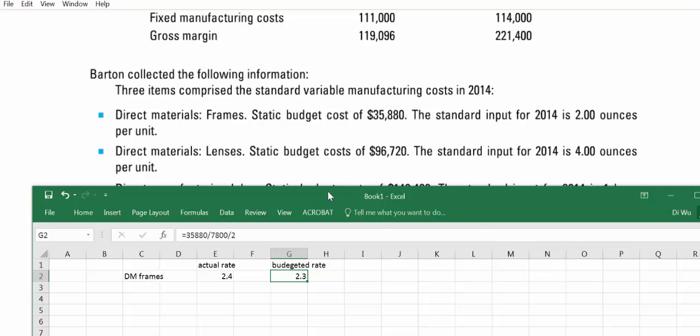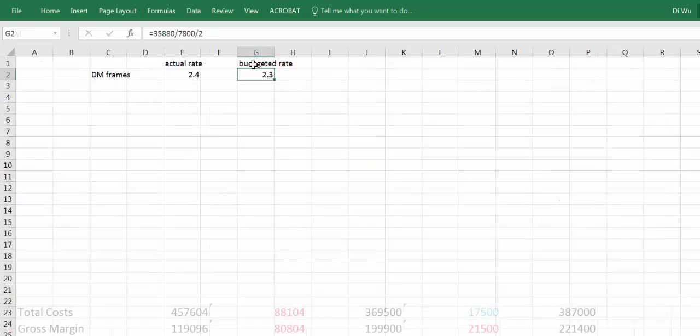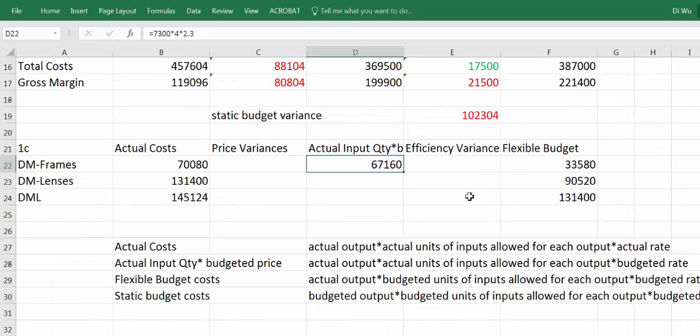Okay, so let's get back to the question. For the DM frames, I'm going to use actual output 7,300, then multiplied by the actual units of inputs allowed for each output, which is 4. Okay, 4 ounces per frame. Then multiplied by 2.3, the budgeted price, which is what we have here. So then you will get 67,160. Alright, let's go ahead and compute the price variance and everything.